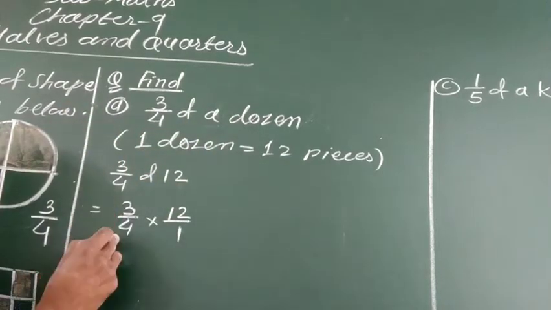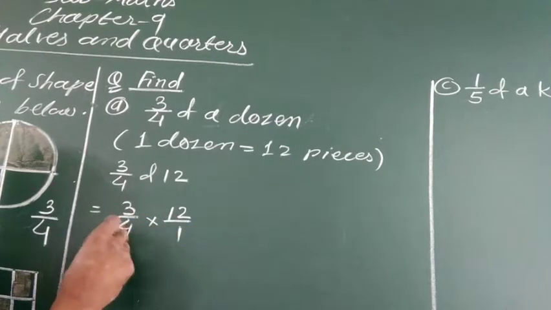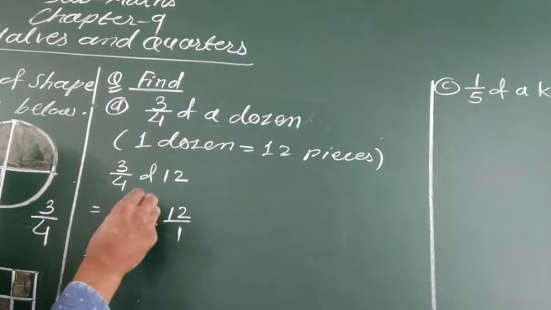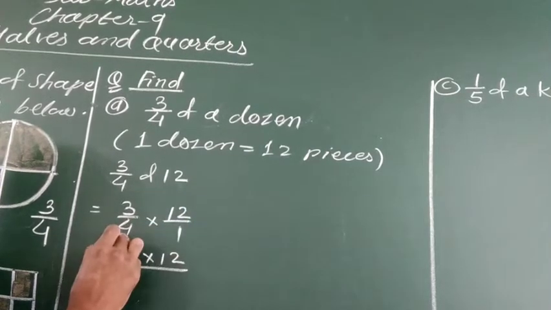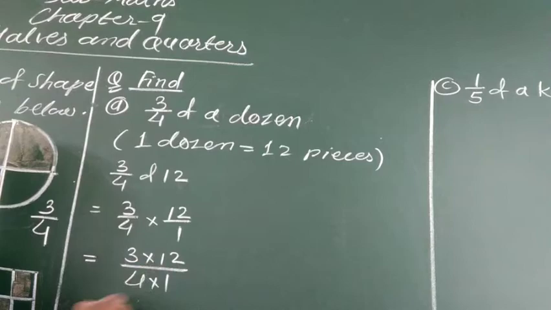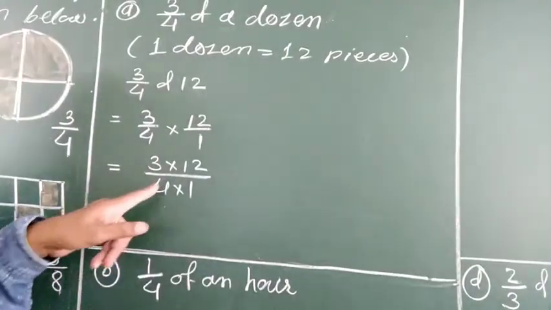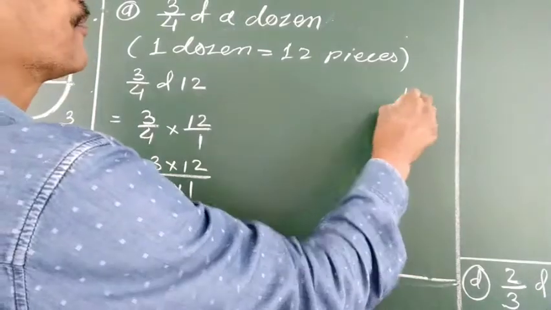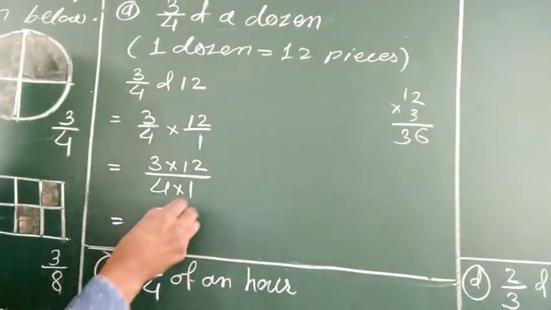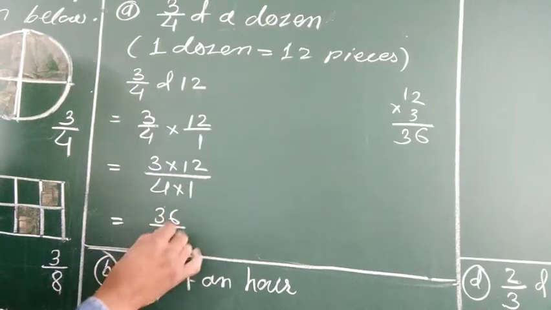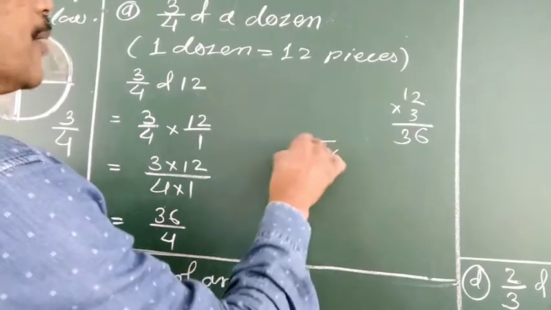Now see, this is one fraction, this is another fraction, and it is multiplication of these two fractions. Whenever you multiply two fractions, we have to multiply numerator with numerator, 3 into 12, and denominator with denominator. Now 3 into 12: 3 ones are 3, 3 sixes are 18, it is 36. And 4 ones are 4. Now you divide 36 by 4.